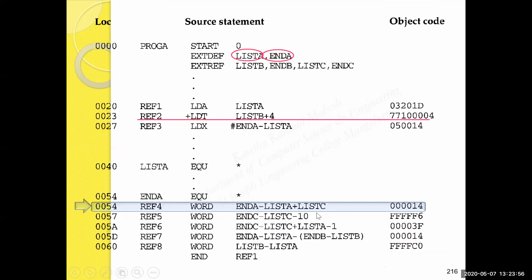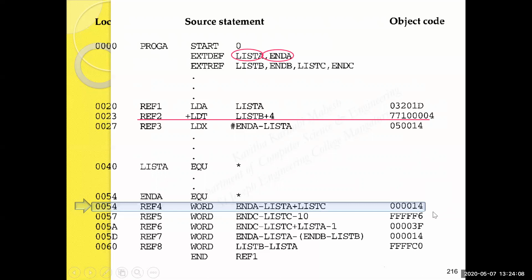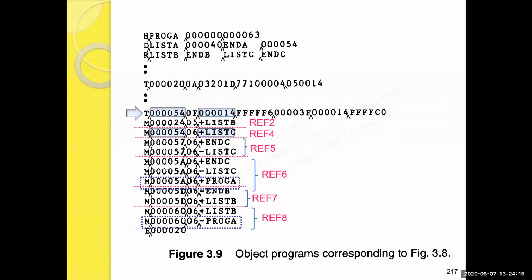Also, since list C is not known in program A, one modification record was generated saying that the value of list C should be added at the address to get the final value, because 14 is not the final value, it is just NA minus list A. List C should be added, and this will be done at the time of loading. So this is the object program for program A. I'm specifically considering how the data is loaded and how the linking is performed by the linking loader corresponding to reference 4.